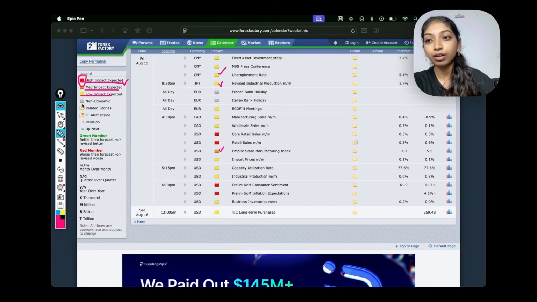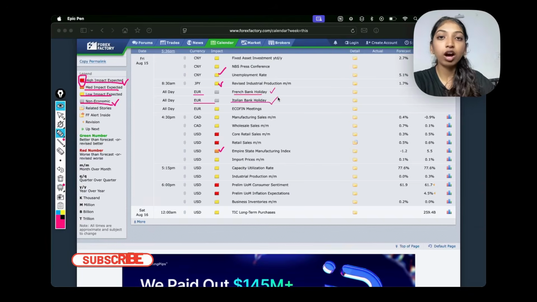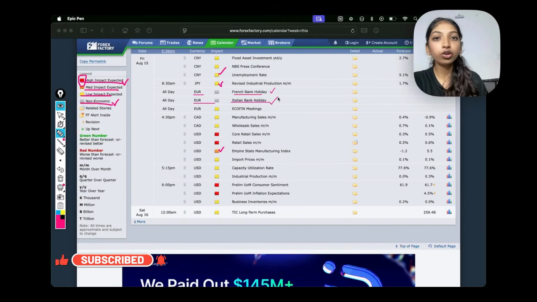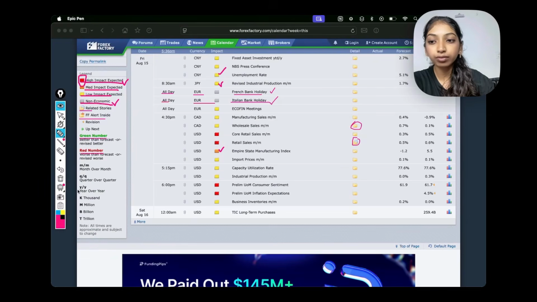And then we have the gray folders. These are non-economic data, which means holidays, like right here you guys can see. We have Euro, French bank holiday, Euro, again, Italian bank holidays. This is non-news related. These are mostly holidays, low volume. I genuinely avoid trading on these days. So pretty simple, right? These folders are basically what's going on over here, related stories and news. You get an overview by looking at here. And then green number, we all know that. Quarter over quarter, and everything else you know already.